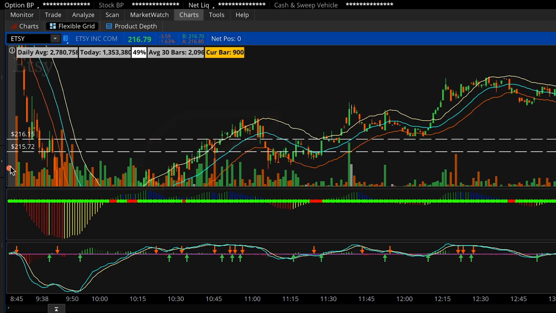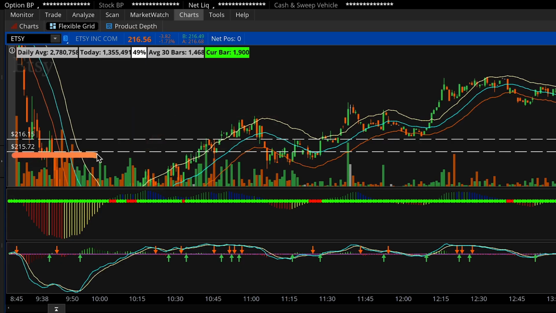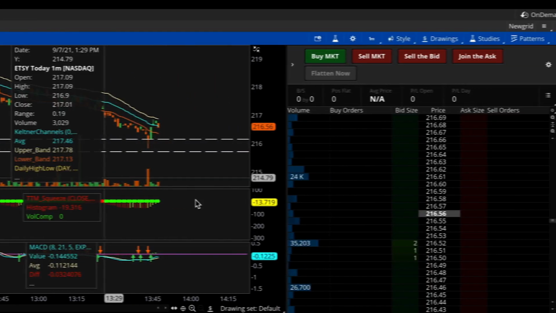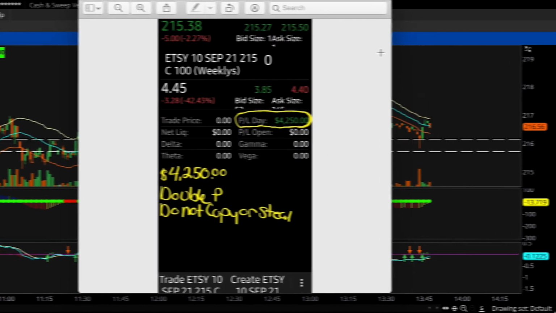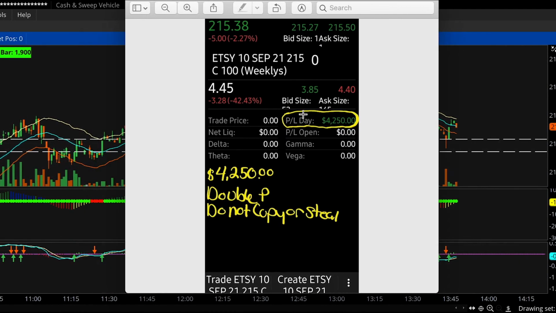And you can see here how I mapped out my support and my resistance. This was my entry at 215.72. This is my profit taken at 216.15. And you can see exactly what I did. When I scroll down here, you'll see my profit potential. I'll pop that up here. You'll see how I sold my position for $4,250 today.